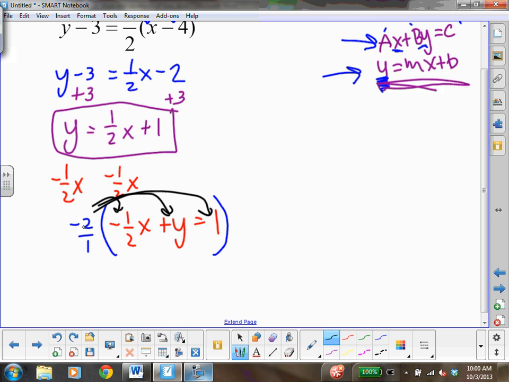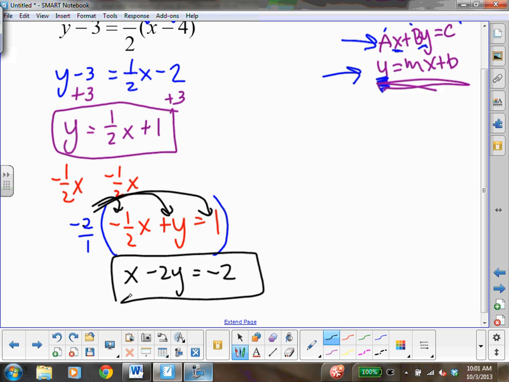So -2/1 times -1/2 would just be x. And then -2 times y would be -2y, equals -2. And so I have x and y on the same side, a, b, and c are all integers, and the first term is positive. So that's my standard form.